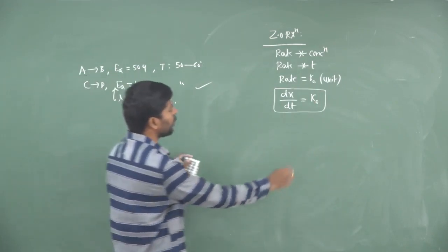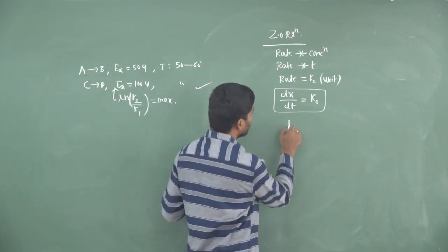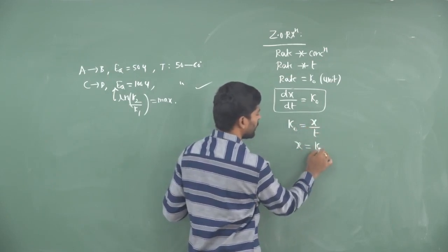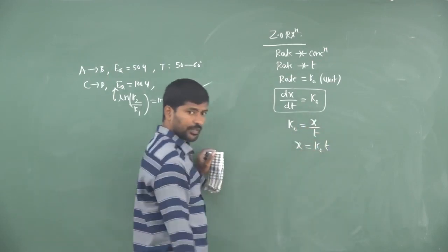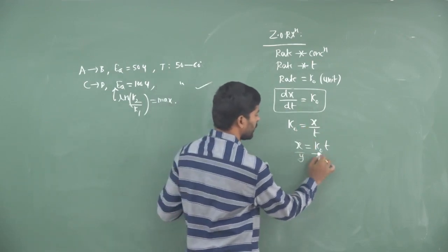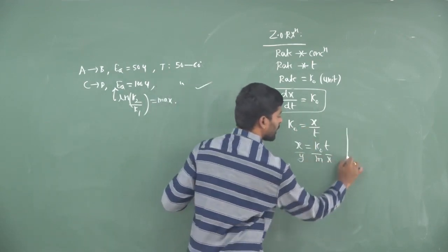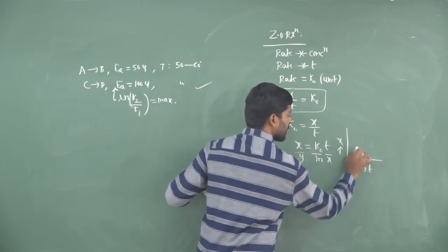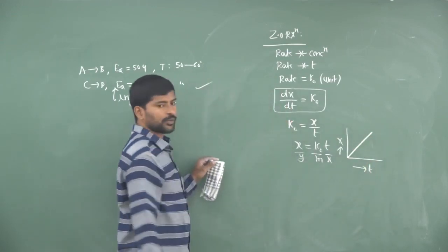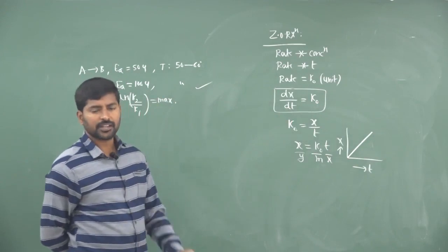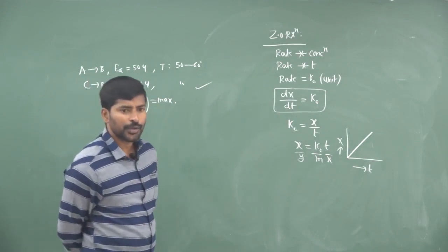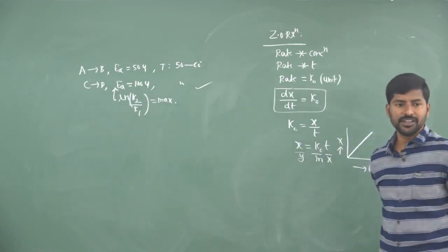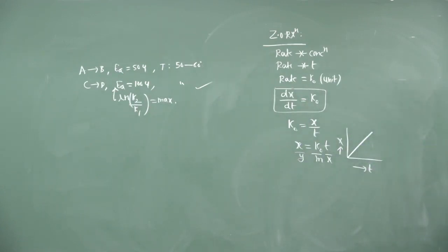Okay, what is the integral form? k naught is equal to x by t, or x is equal to k naught into t, which is in the form of y is equal to mx. So if you plot a graph between x versus t, you will get a straight line. x indicates what? Reactant concentration or product concentration? x indicates product concentration. So product concentration increases linearly with time.